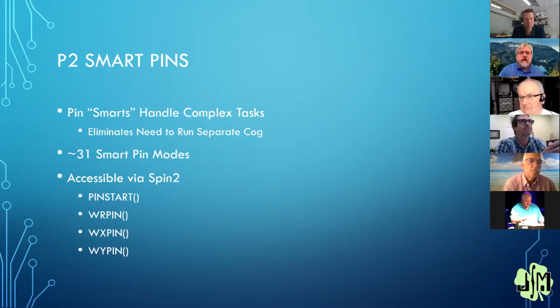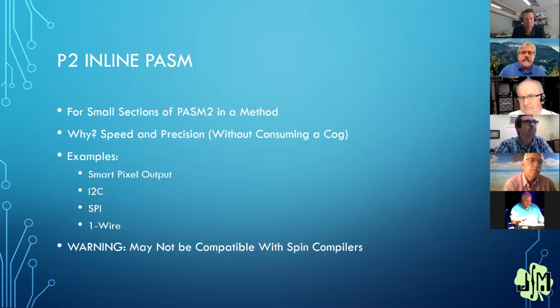Yeah. So on that, I think this is my final slide. So again, thanks everybody for hanging in. This could be my absolute favorite feature of the P2. In the P1, if you want to run assembly code, you have to start a cog, launch the assembly code into that cog, and then deal with the mechanisms for talking to it.